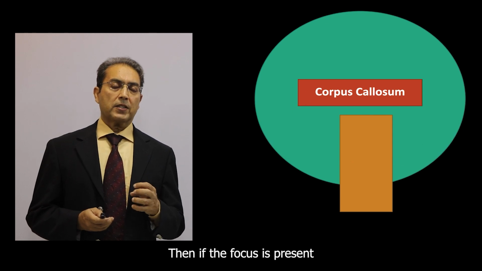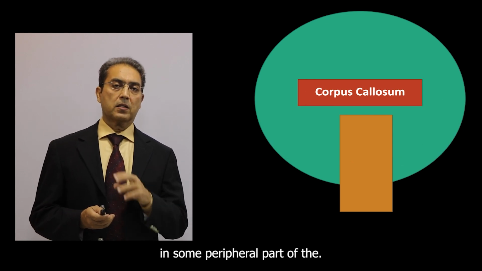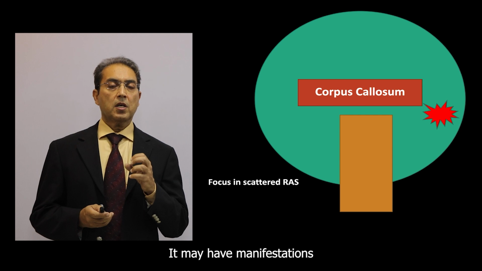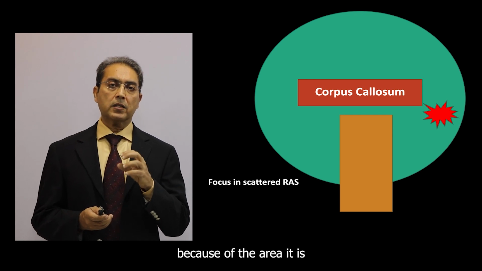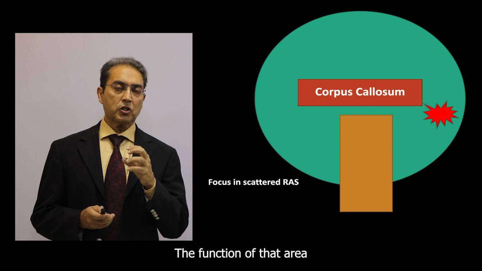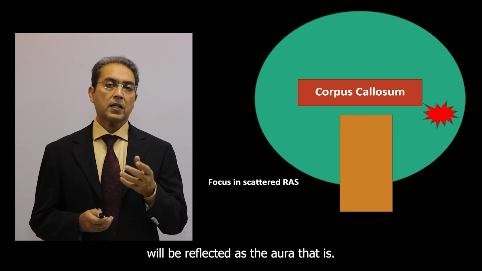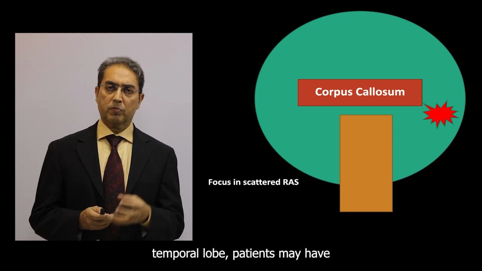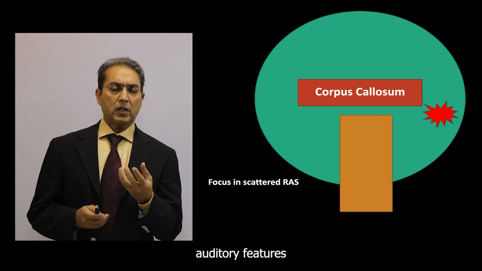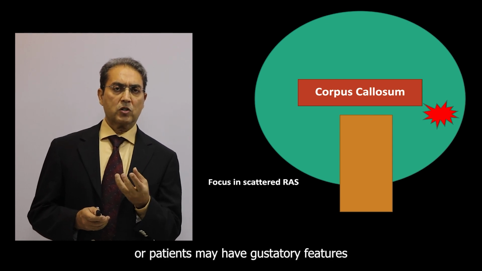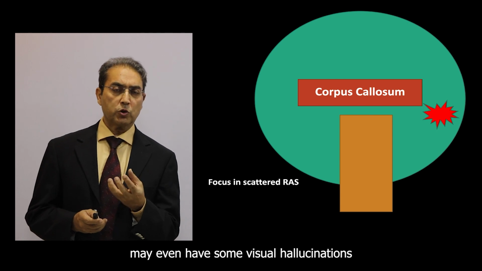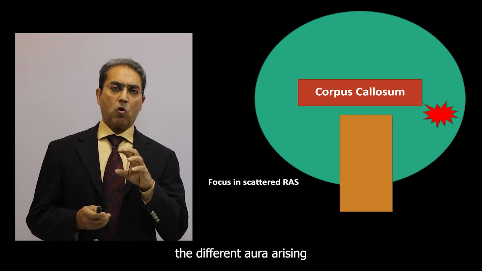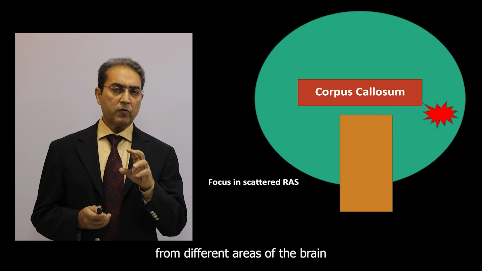Then if the focus is present somewhere else, for example, in some peripheral part of the central nervous system, it may have manifestations because of the area it is affecting. The function of that area will be reflected as the aura. For example, if this focus is in the temporal lobe, the patient may have auditory features, or gustatory features, or even some type of visual hallucinations before the fit develops.